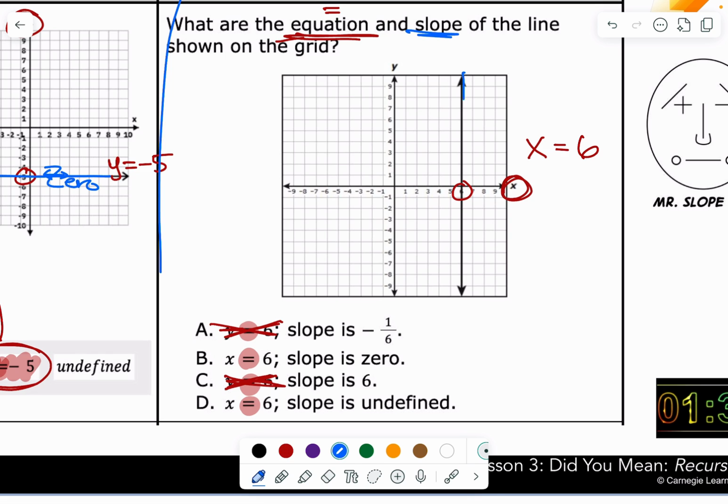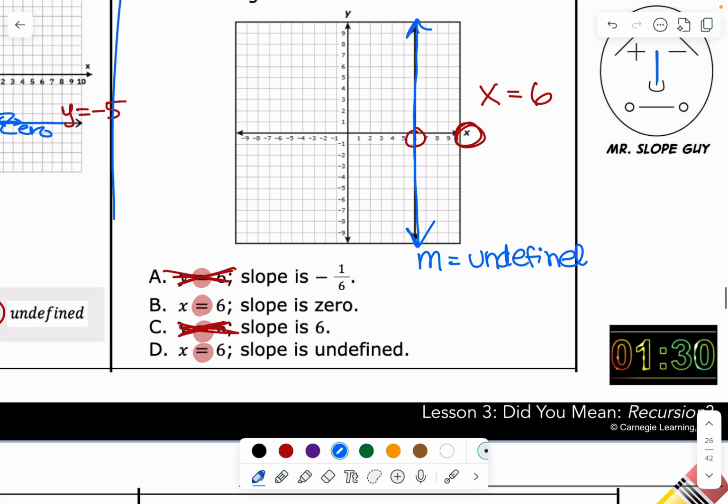Now if I'm looking at that line that goes up and down, remember, the slope isn't possible. So my m is equal to undefined. We can also match it to the slope. This is a U, so your answer has to have a U. We have x equals 6 and undefined, so my answer would be D.